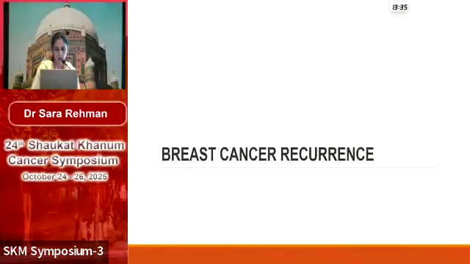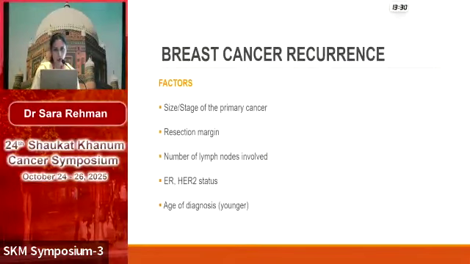Now coming to breast cancer recurrence. Breast cancer recurrence can occur even after mastectomy because a small amount of residual fibroglandular parenchyma might be left behind. The risk factors include size and stage of primary cancer, resection margin, and number of lymph nodes involved. Hormonal status such as negative ER/PR and HER2 positivity is a risk factor for early recurrence, as is younger age at diagnosis. So surveillance imaging is done with the aim to detect recurrence early and to improve the prognosis.